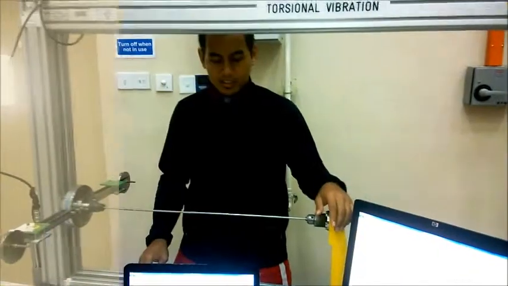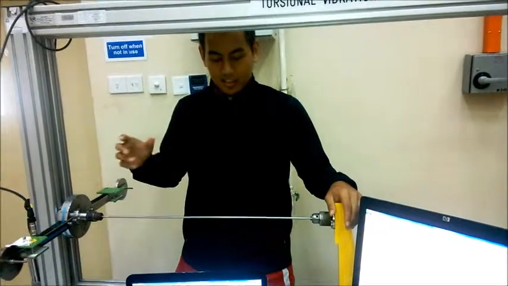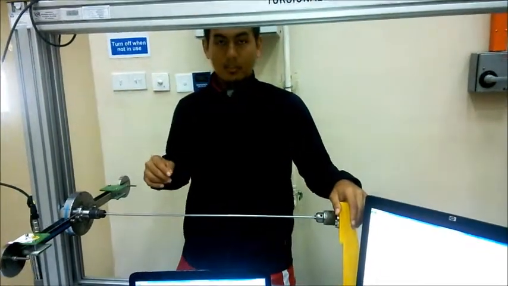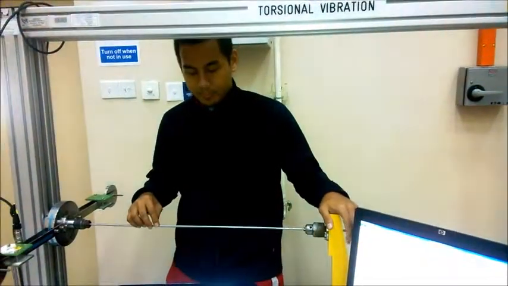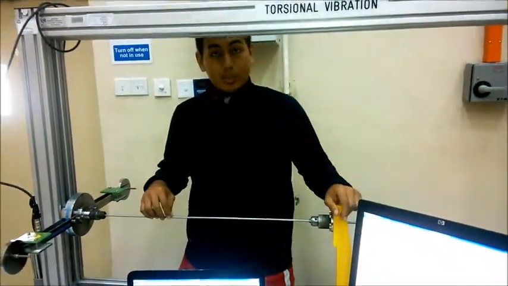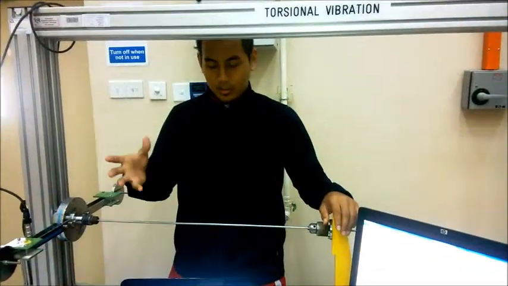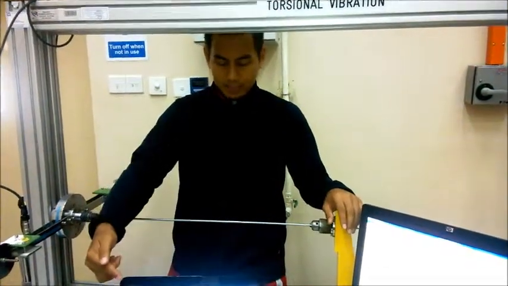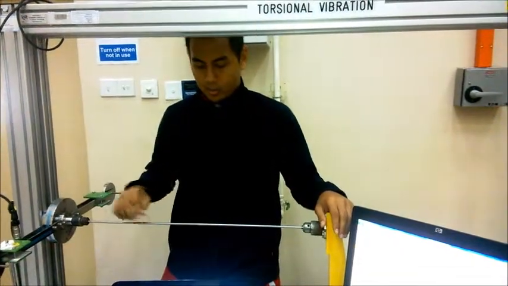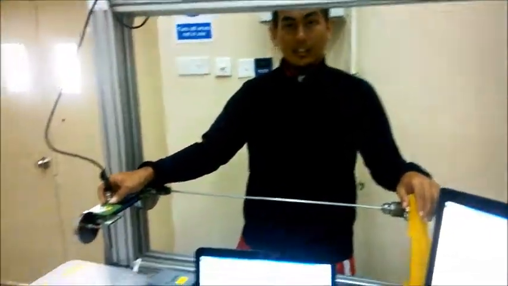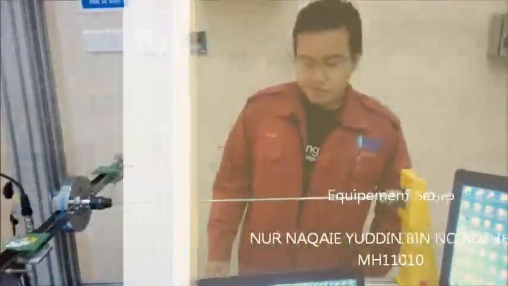My group's objective is to determine the decay rate, the second is to determine the stiffness, and the third is to determine the natural frequency. My group's scope is the torsional vibration by using a DASYLab and data acquisition hardware, and we use the acceleration sensor. Now we move to the setup.